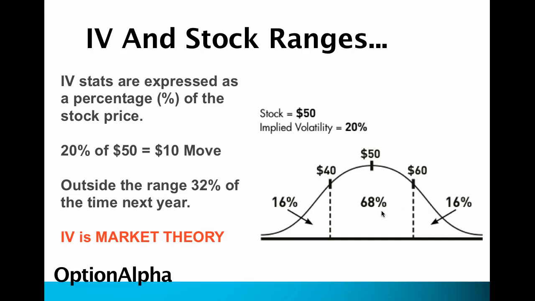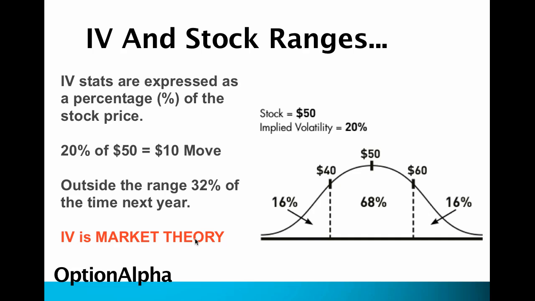That's where the market is going to move. Now, what about this extra 16% on either end, which is more than a single standard deviation away? That 16% is the outside range. So 32% of the time next year, the market is not accounting for the fact that the stock could actually move beyond this $10 in either direction. And that's something that you really have to consider. This 20% here doesn't necessarily mean that's the most it can move over the given year. That is the one standard deviation move from where the stock price is.